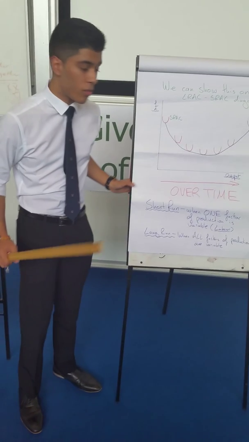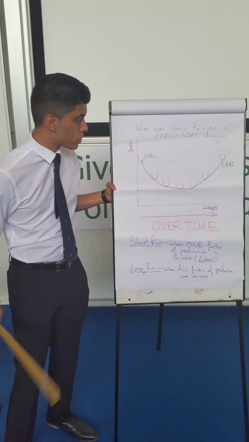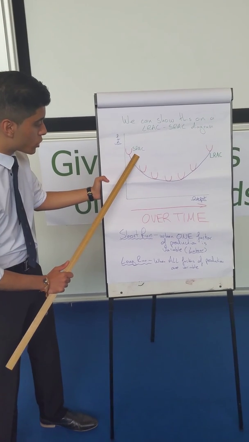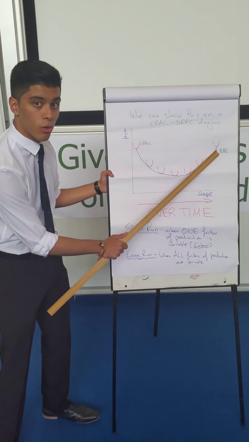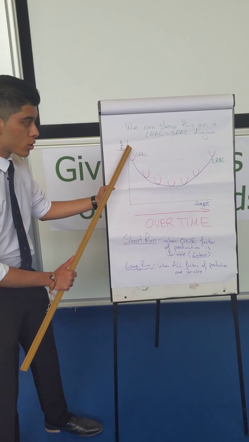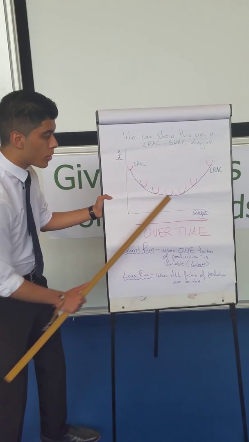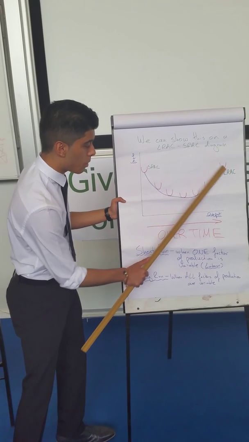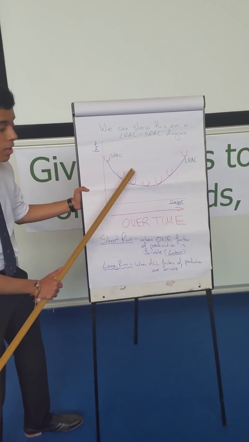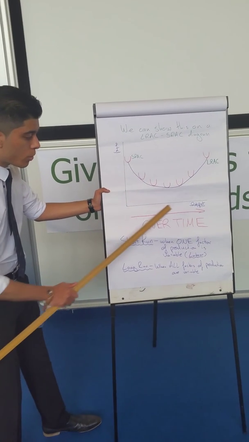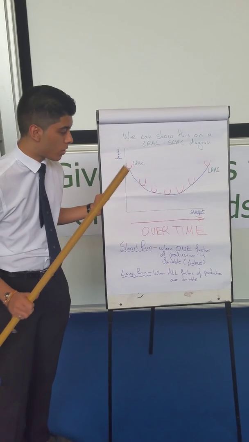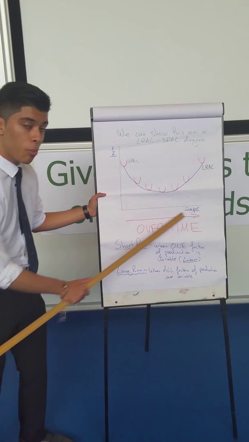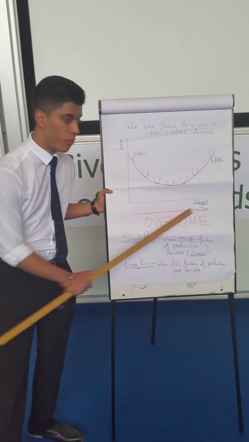Now we can show dynamic efficiency on a long run average cost curve and short run average cost curve diagram. As you can see here, we have the short run average cost curves and we have our long run average cost curve. The long run average cost curve, as you can see, is decreasing and then increasing. This is due to economies of scale here and diseconomies of scale here, meaning that we have lower costs experienced here and higher costs experienced here as we're outputting more. Now the important thing to remember about dynamic efficiency is that it's over time. Now this is because as we're outputting more, we're obviously outputting more over time.